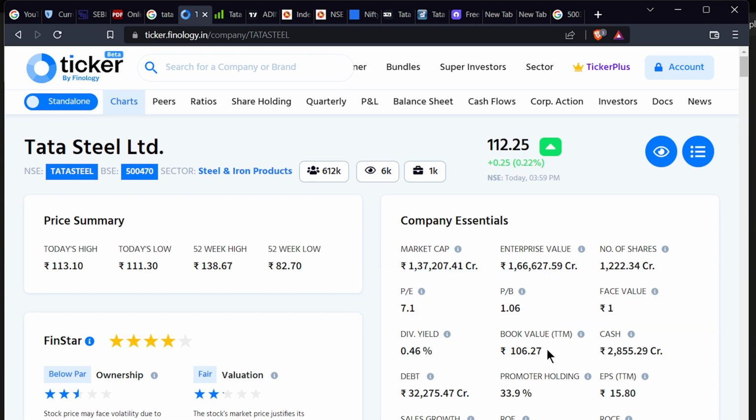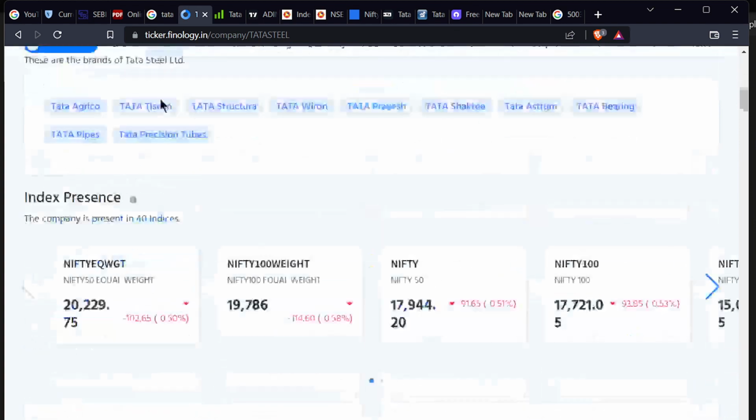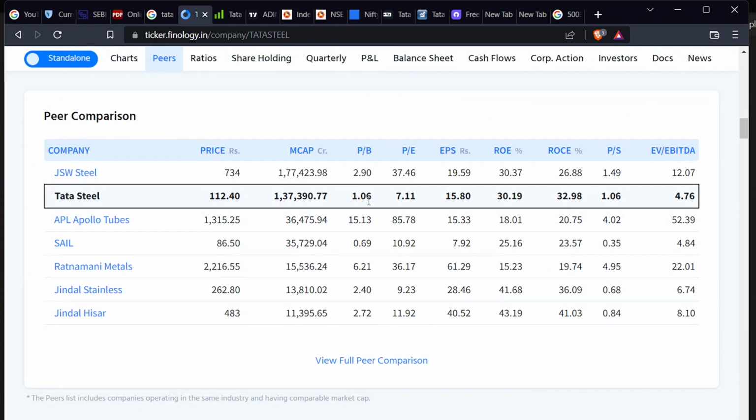This is 106. The current market price is 112. So it is nearly the book value, so we can take this as fine. If you invested now and the company goes completely into loss, then if the company sold everything, you would still get 106 rupees. So that's good actually. Here you see that the PB value is also around 1.06. It's good actually. Then EPS, how much per share, you will get 15 rupees.